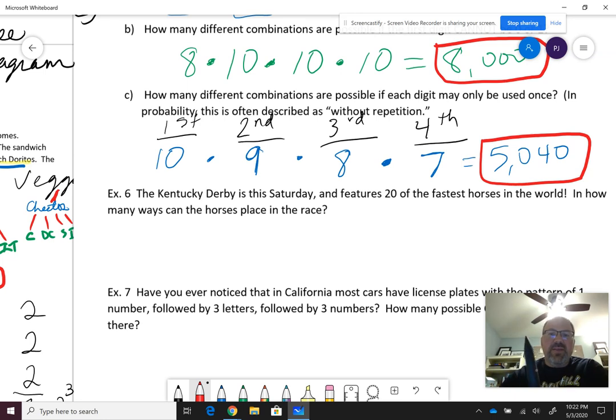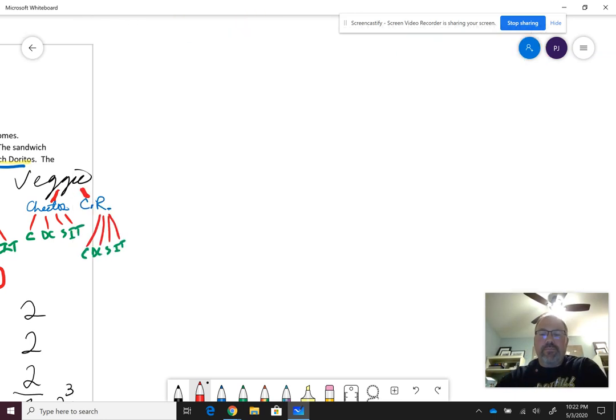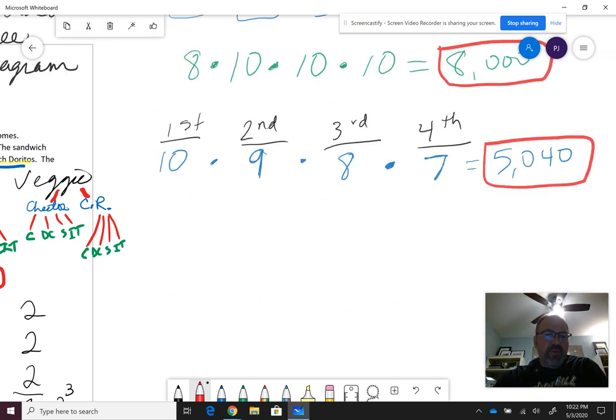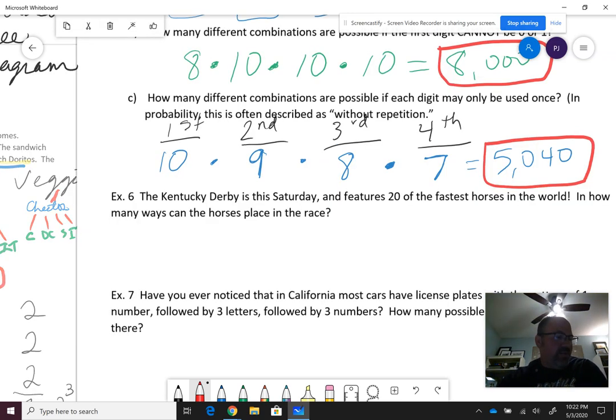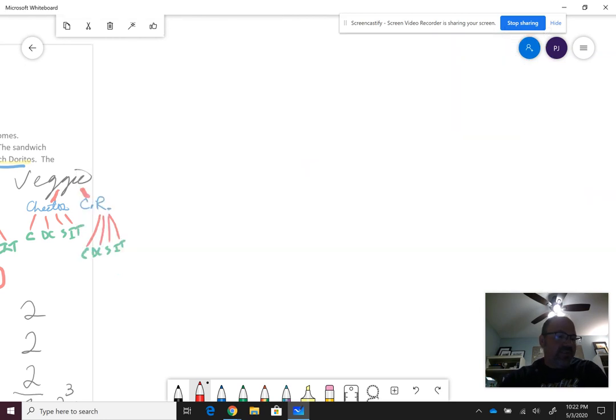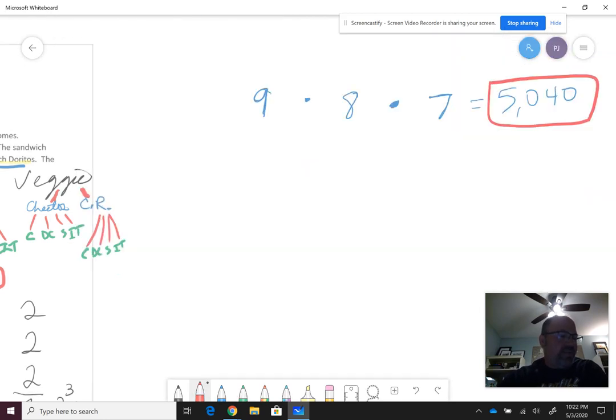All right, guys getting that? Well, that's coming back up. Let's move on. Let's go to example 6. The Kentucky Derby is this Saturday and features 20 of the fastest horses in the world. How many ways can the horses place in the race?